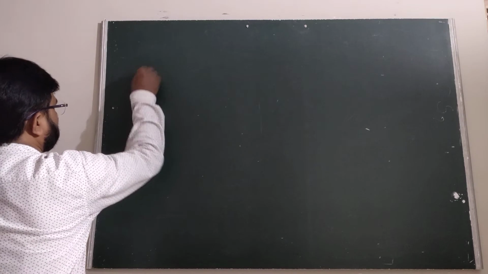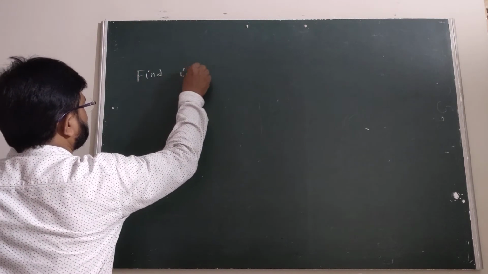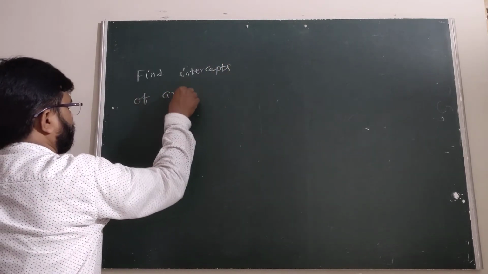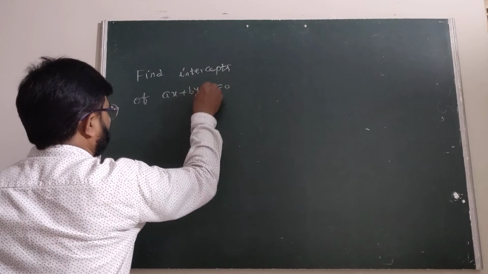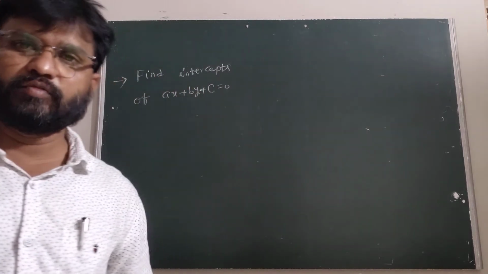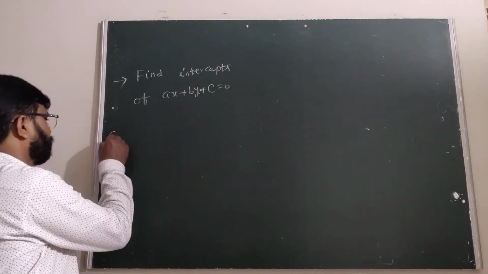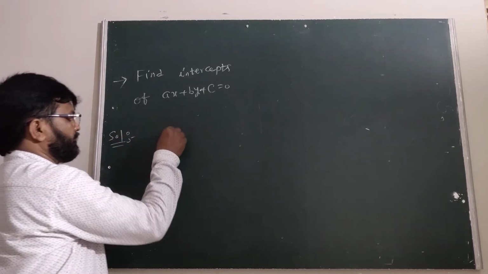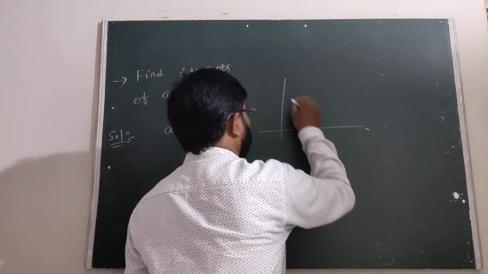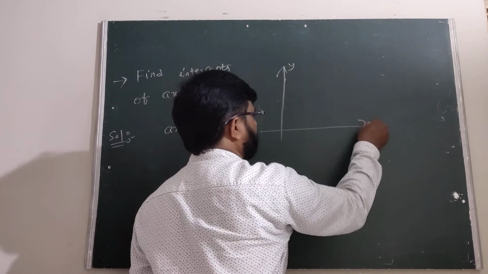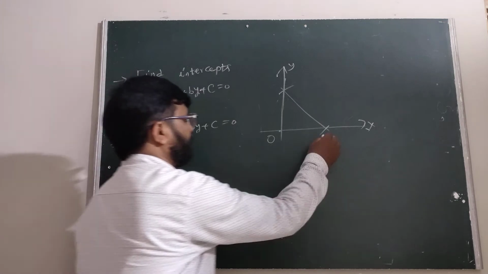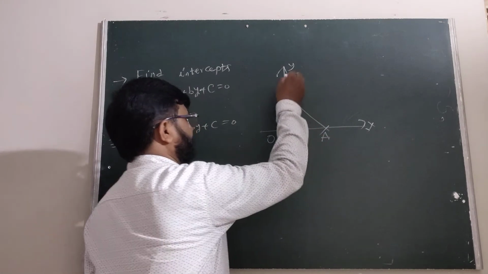Find the intercepts of ax plus by plus c equal to 0. Here the intercept means x-intercept and y-intercept. Therefore, the given line is ax plus by plus c equal to 0. Now this is the y-axis, this is the x-axis, this is the origin. If the line meets the x-axis at A, meets the y-axis at B.